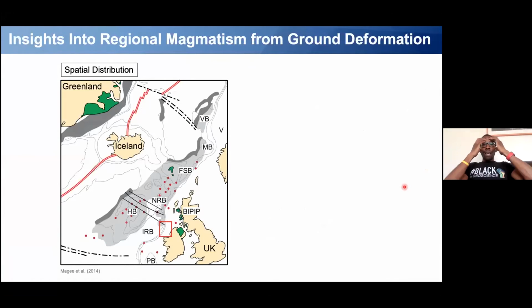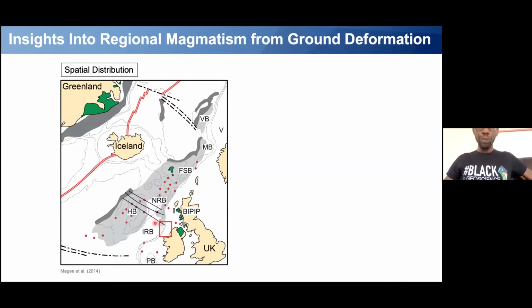Let's now look at forced folding and what it can do for us in terms of informing us about regional magmatism, and also about how prolonged ground deformation can be. Because in many of the cases I've shown you so far, these are fairly discrete pulses of magma injection. And like I said during this talk, I'm going to ratchet up the complexity, if you will. So for this, I'm going to take us to a place called the Northern Rockall Basin.